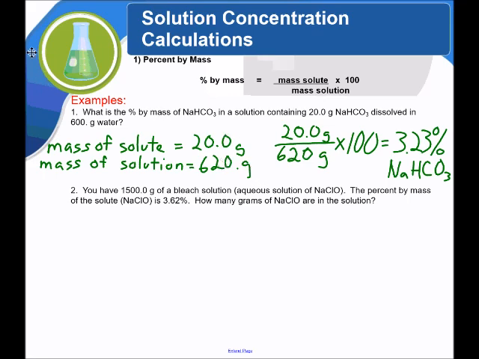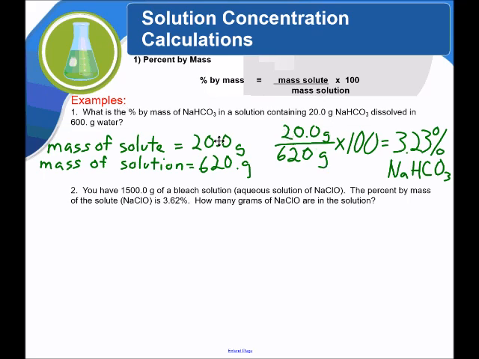Okay, example 2, you have 1,500 grams of a bleach solution, which is an aqueous solution of sodium hypochlorite. The percent by mass of the solute is 3.62%. So how many grams of sodium hypochlorite are in the solution? Now we're going to work backwards.